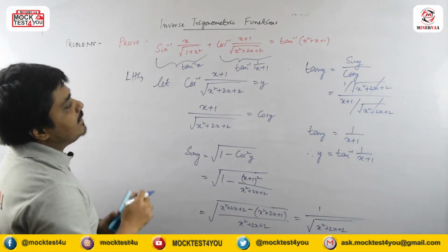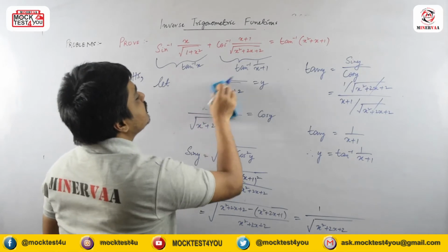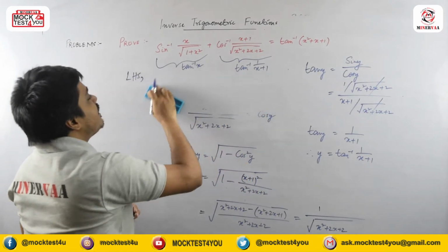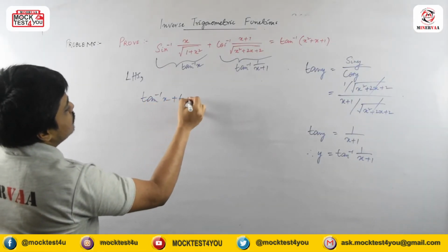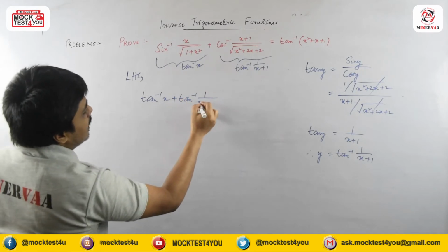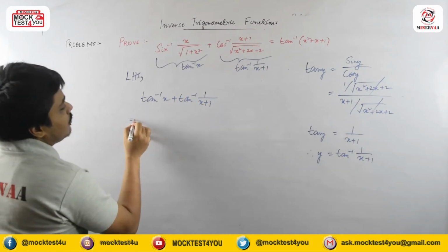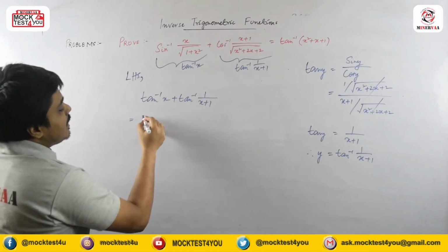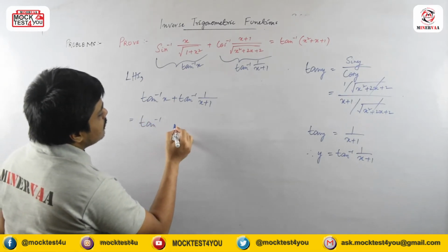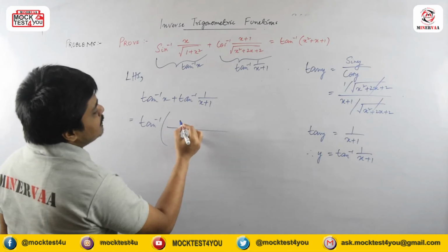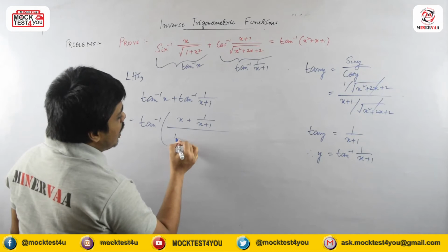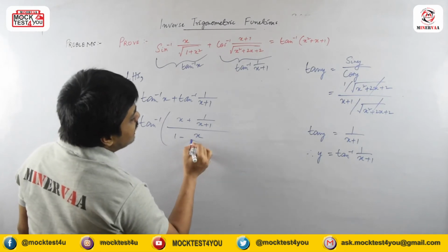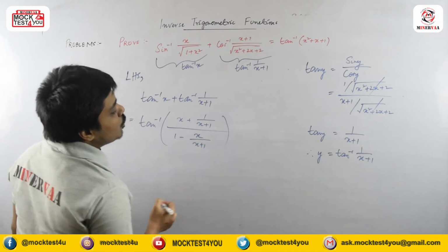Now after finding these two, we will apply that property tan inverse x plus tan inverse y, and we will see what we get. Now if I see tan inverse x plus tan inverse y, that is tan inverse x plus tan inverse 1 by x plus 1. Now if I use that property, what happens is that tan inverse x plus 1 by x plus 1 divided by 1 minus x into this one. So we get this thing.